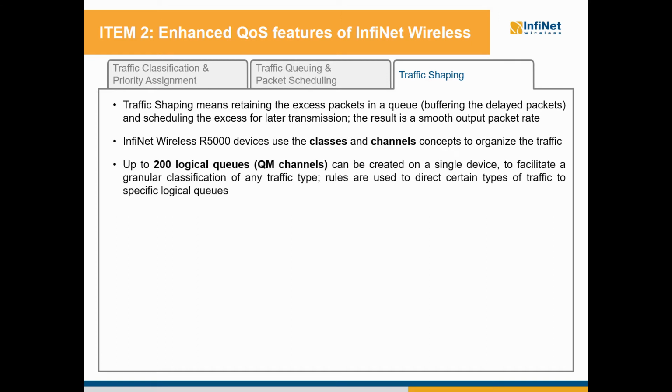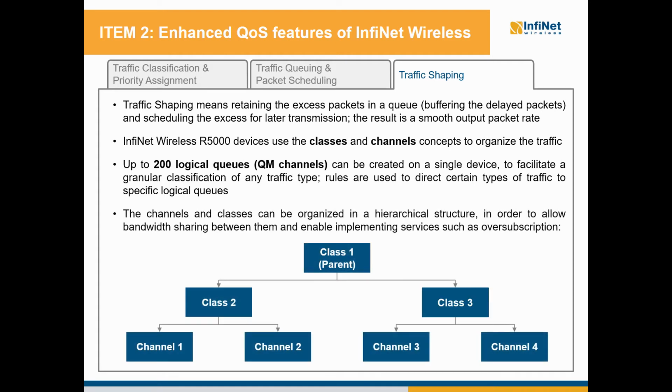Up to 200 logical queues or QM channels can be created on a single device to facilitate a granular classification of any traffic type. And rules are used to direct certain traffic types to specific logical queues. The channels and classes can be organized in a hierarchical structure, as you can see in the picture, in order to allow bandwidth sharing between them. This enables the implementation of useful services such as oversubscription.